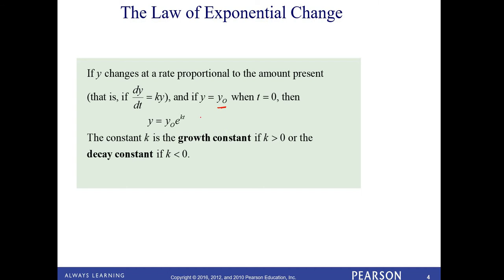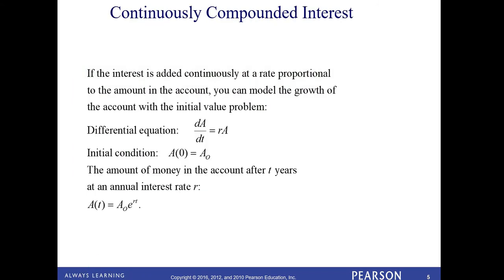Now we can get from here to here by using a differential equation, by separating our variables. And if you'd like, we can do that in class. But it's much easier for this specific differential equation to memorize the answer so that you don't have to go through the whole process we just did every time. So the constant k is the growth constant if k is greater than 0, or decay if k is less than 0. Let's take a look.